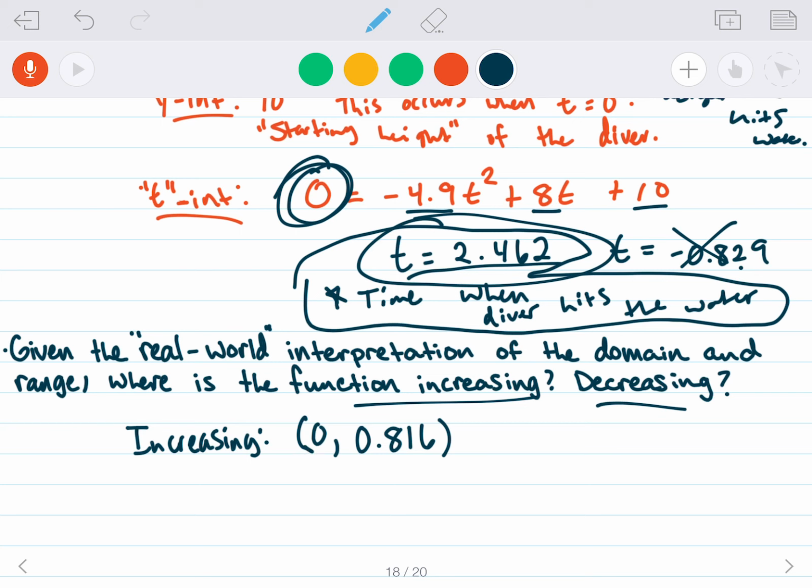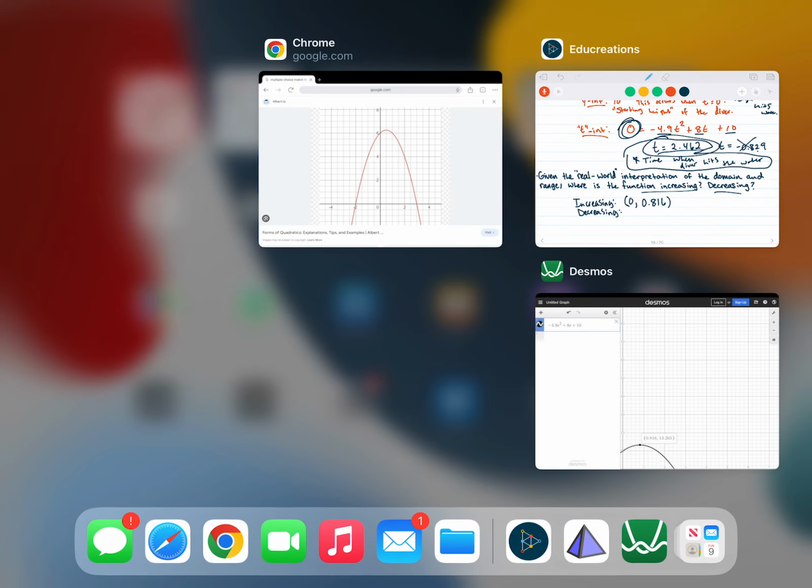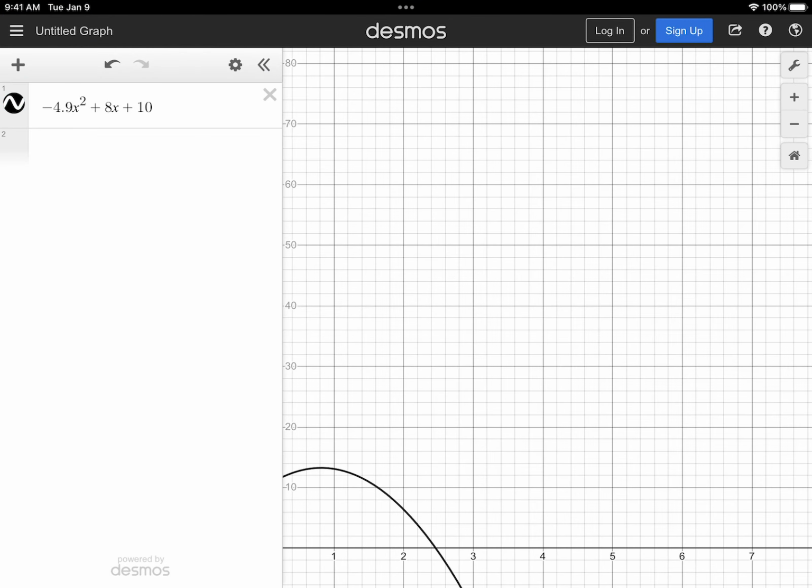Well, that's a deep question. We're not technically increasing on 0. We're increasing after 0, like really, really close to 0, but not actually on 0, because there's some movement associated here with the word increasing and decreasing. Anyway, now we're decreasing, so she's falling from 0.816 all the way to time equals 2.462.